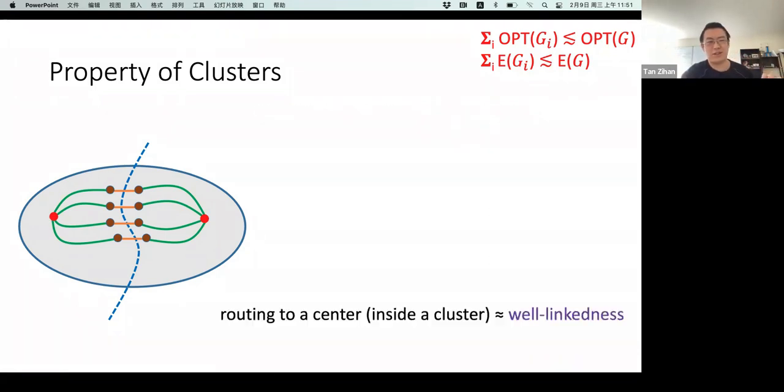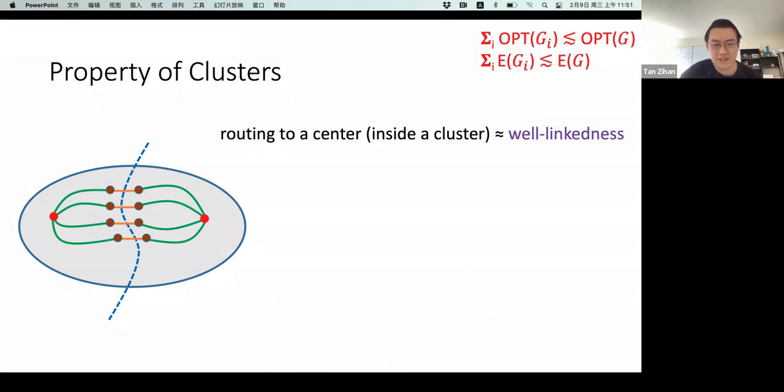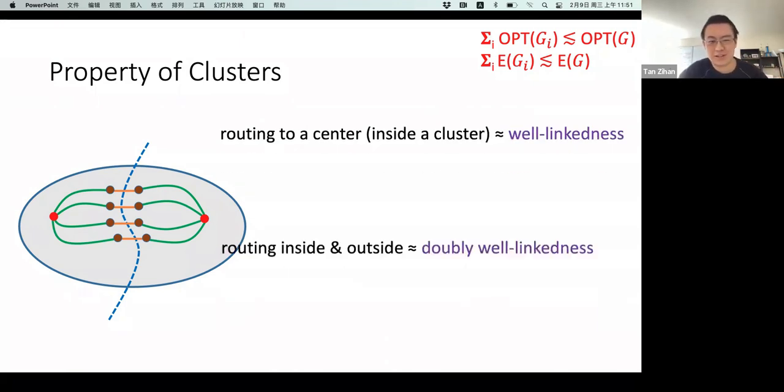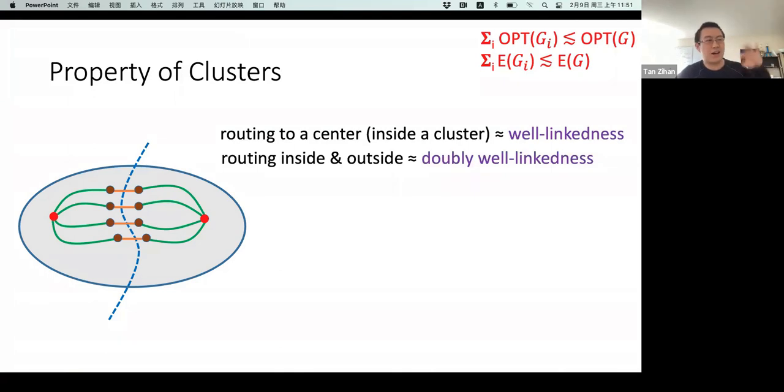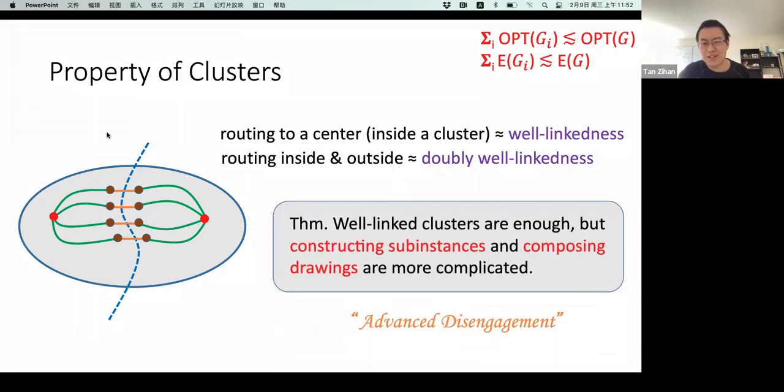And this is something called doubly well-linkedness. Routing to a center is well-linkedness, but routing to a center inside and outside is doubly well-linkedness. While we have an algorithm that ensures well-linkedness, we do not have any algorithm that ensures doubly well-linkedness. And the second technical part of this paper is that we show we do not really need this doubly well-linkedness. Well-linkedness suffices, but it comes at a price.